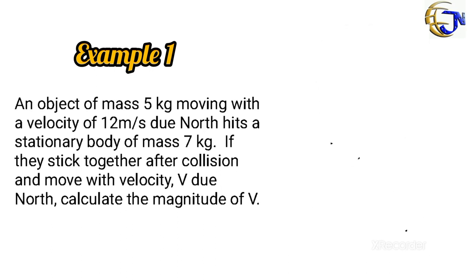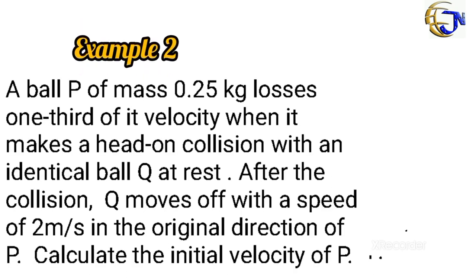The second example: a ball P of mass 0.25 kg loses 1/3 of its velocity when it makes a head-on collision with an identical ball Q at rest. After the collision, Q moves off with a speed of 2 meters per second in the original direction of P. Calculate the initial velocity of P.